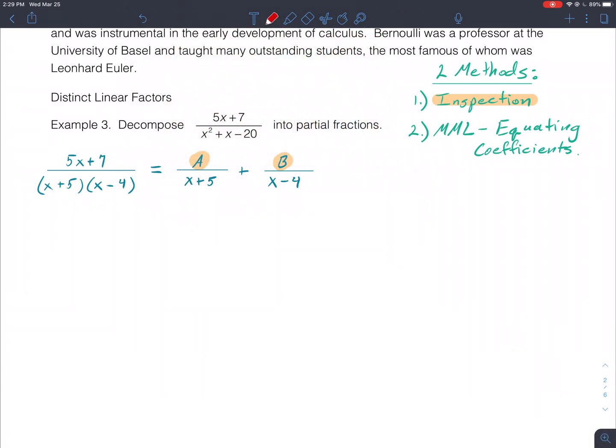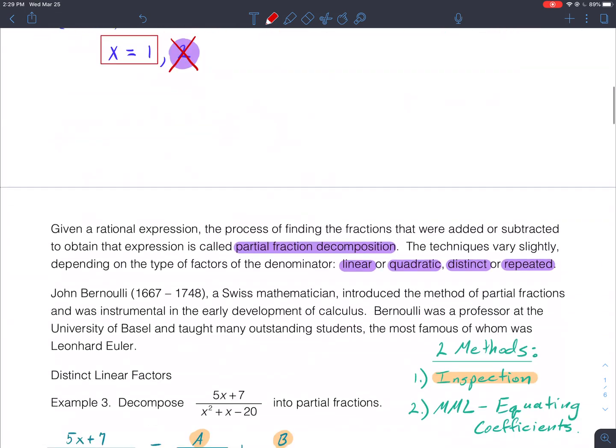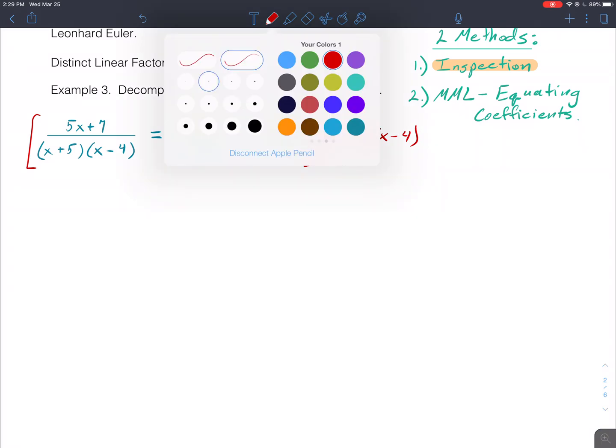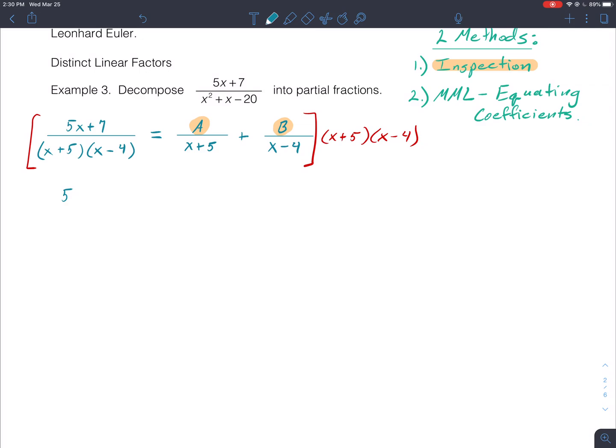Based on what we just did in these problems, I want to try to solve these equations. So I'm going to take the whole equation and multiply by the common denominator, x plus 5 times x minus 4. That leaves me with, on the left, it will always leave me with 5x plus 7, the numerator, because these two factors both cancel. On the right, I'm left with A times, the x plus 5 cancels, and so I'm only left with x minus 4.